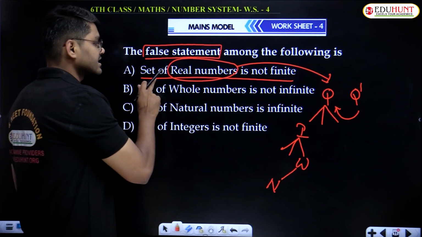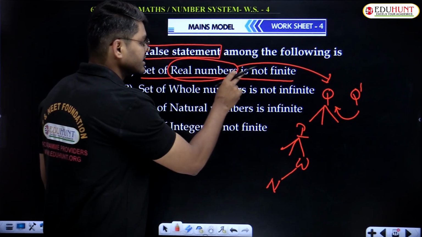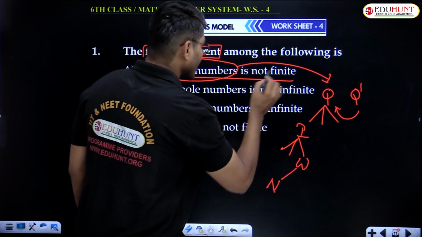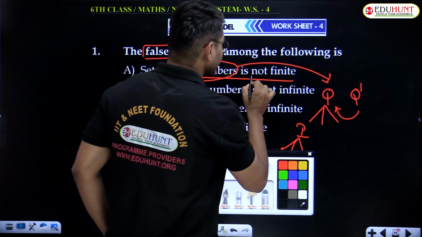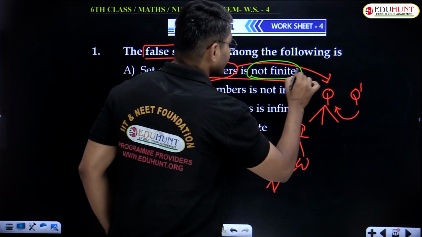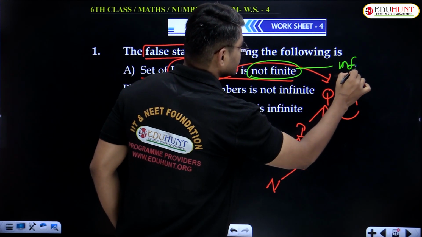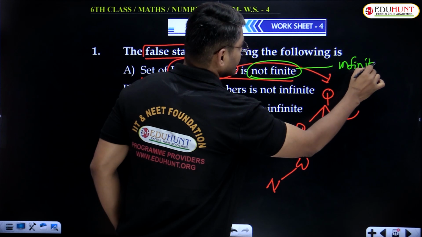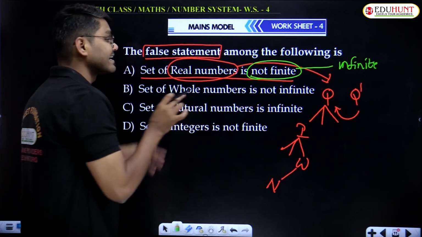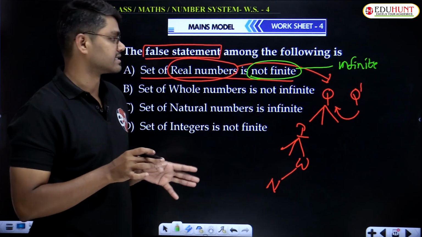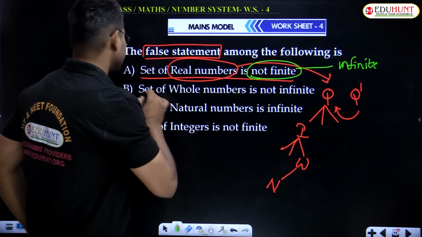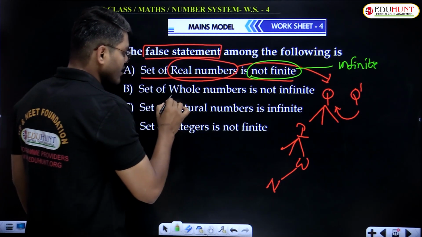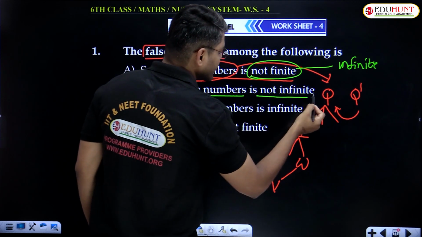Now see, set of real numbers is not finite. What do you mean by not finite? That means infinite. Not finite. This is not a direct statement. Indirect statement it is given, students. Not finite means infinite. First statement. Second statement: set of whole numbers is not infinite.